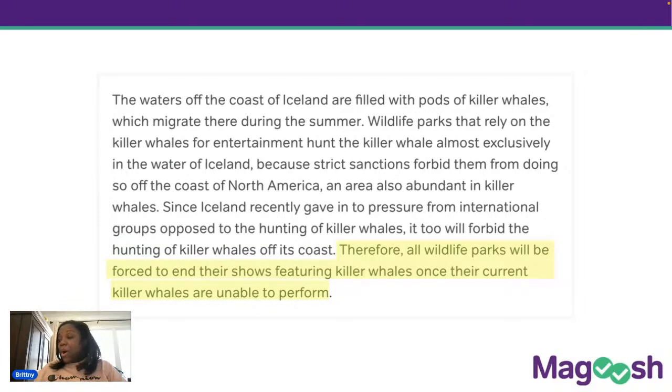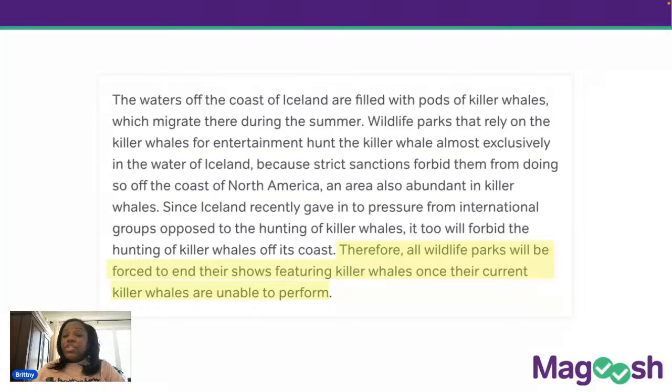Therefore, all wildlife parks will be forced to end their shows featuring killer whales once their current killer whales are unable to perform. All right, so our argument states that the only place wildlife parks can find killer whales is off the coast of Iceland. Yet with an imminent ban there, right, wildlife parks will be unable to replenish those respective in-park killer whale populations.